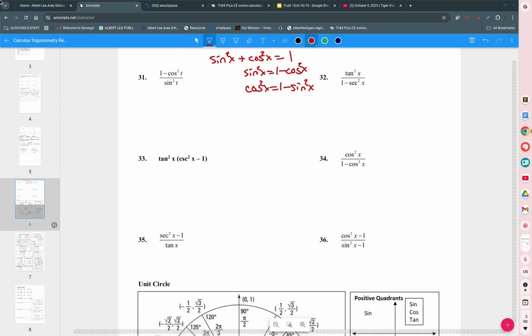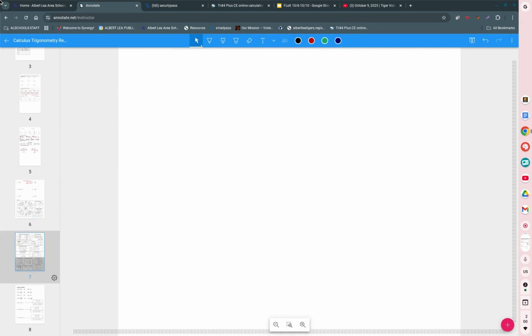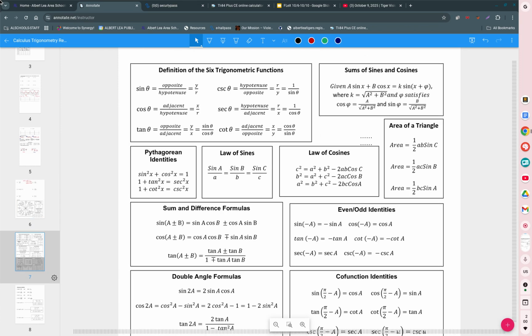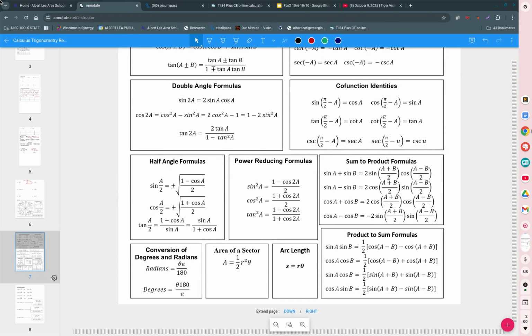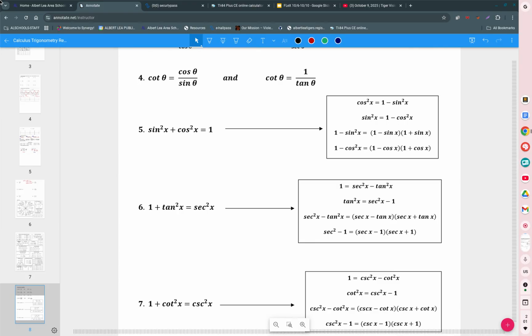Suppose that you forget them, you can't use this on the test, but I have provided for you a number of sheets that could be helpful. Number one, the complete unit circle figured out, all of your even and odd identities and your Pythagorean theorems. I have all the formulas that you used last year in all of trigonometry. And I also have this piece right here. You see 1 minus sine squared is cosine squared, 1 minus cosine squared is sine squared with our Pythagorean stuff.